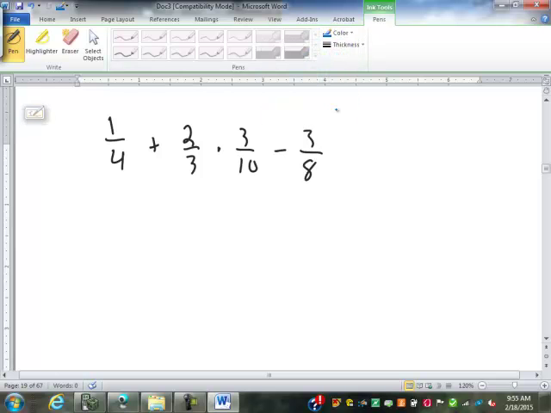Lovely. There we go. Let's do that. What do we do first? Multiply. We're going to multiply 2/3 times 3/10. Let's put it off to the side. Walk me through it.